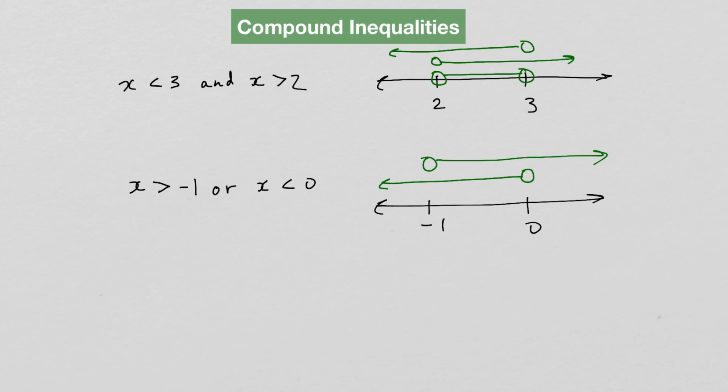Okay? Because this is a disjunction, and the tip-off here is the word "or," every x value has to satisfy either one or the other. And what we'll see is that because all real numbers on the number line satisfy this disjunction, the answer is all real numbers.